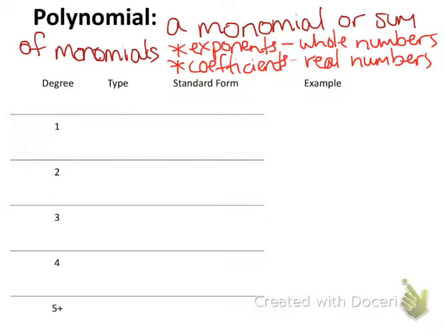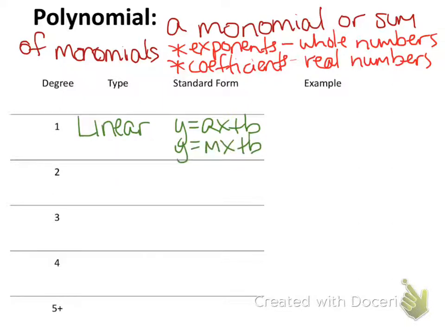Now, we classify polynomials by their degree, and the first two you should be familiar with. The degree is simply the highest exponent. So if it has a degree of 1, it's going to be called a linear function. And you should be familiar with these. The standard form is y equals ax plus b. You might be a little bit more familiar with y equals mx plus b, where the m is the slope of the function. And an example would just be any equation of a line that you're familiar with.